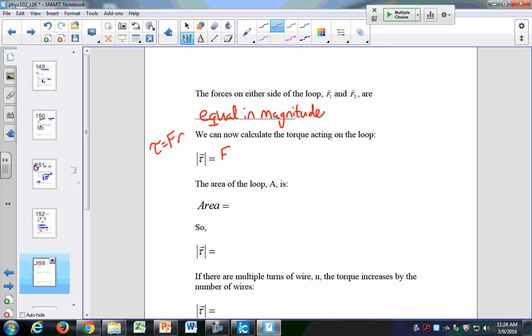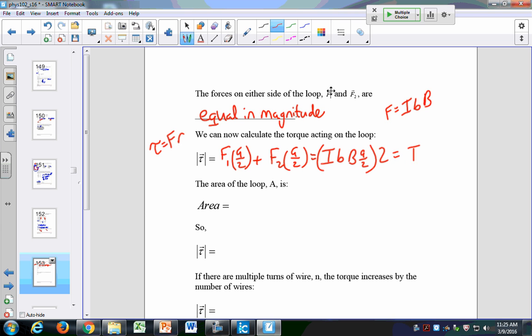We get F1 times A over 2. That's the length of our moment arm, the side A divided by 2, plus F2 times A over 2. And if I put in my magnitude for F, which remember was I times B times big B, it's going to look like this. It'll be the magnitude of I times B times big B, that's the magnetic field, times A over 2, times 2. And so the total torque is I times big B times A times B. I'm going to sort of bring those out.